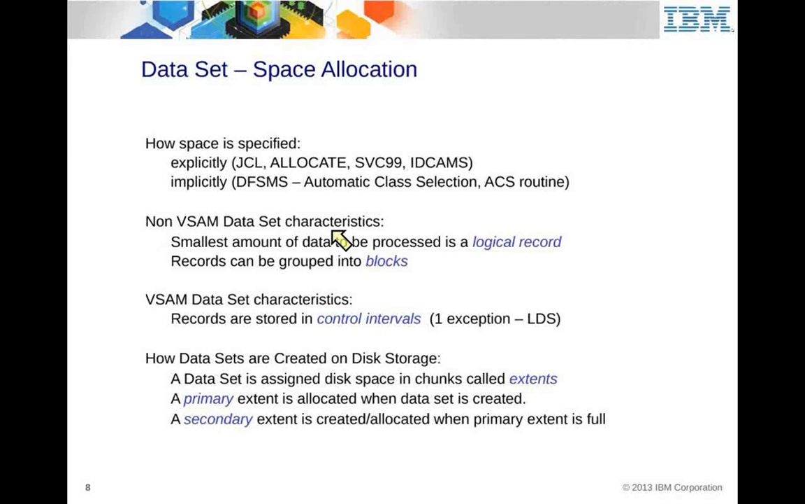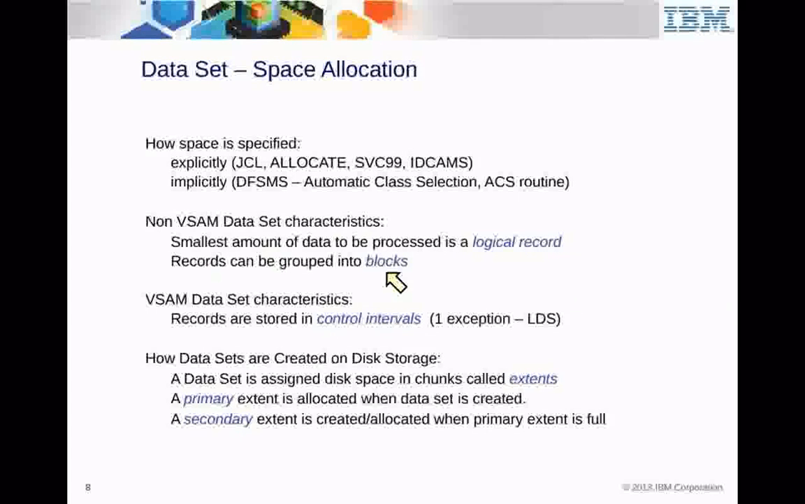Now, non-VSAM data set characteristics. As I mentioned, the smallest amount of data to be processed is a logical record. However, records can be grouped into blocks. What do I mean by that? Well, a program goes and reads a record from disk. If we allocate the data set and we say we're going to allocate a block, a block has so many records in it. And you can determine what the block size is.